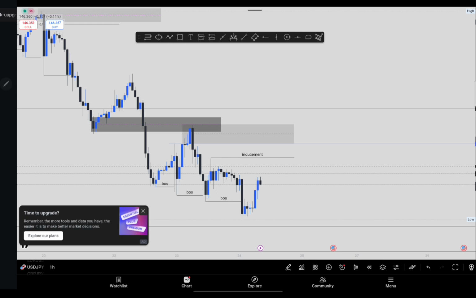And also, risk only what you can afford to lose. Very important. Don't risk what you can't afford to lose. That is tough.